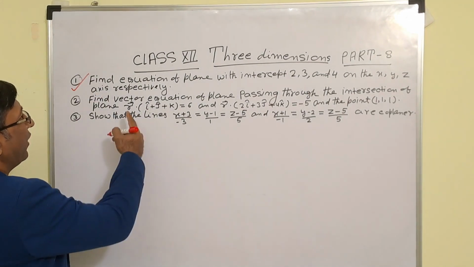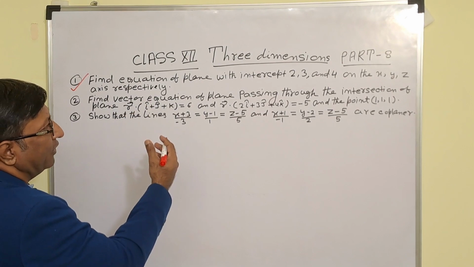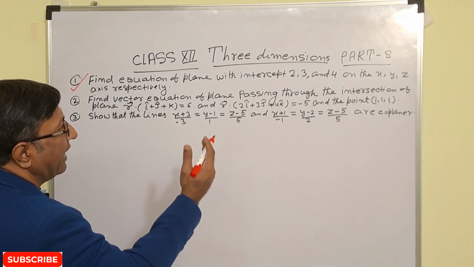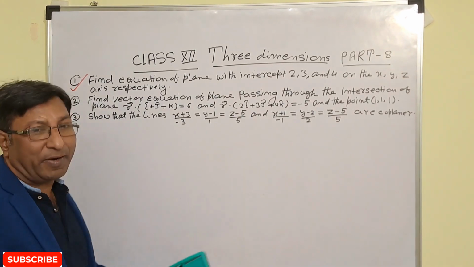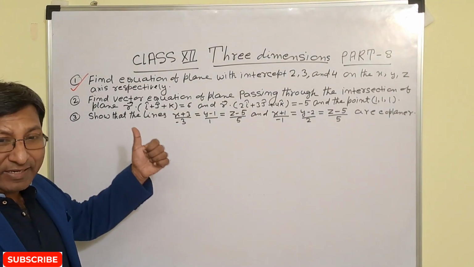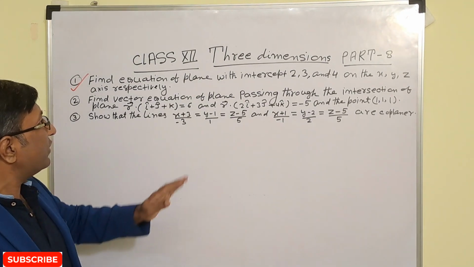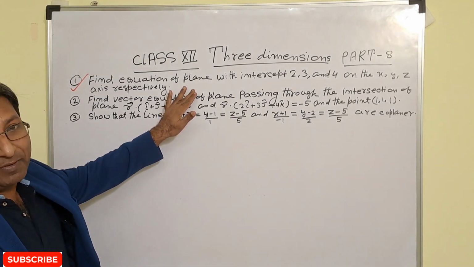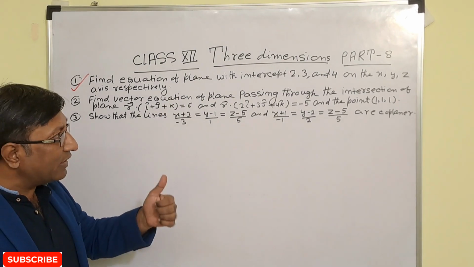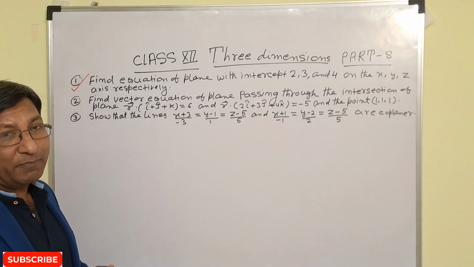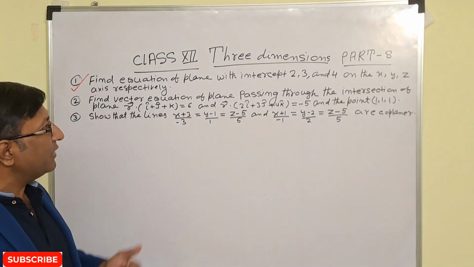First question is: find equation of plane with intercepts 2, 3 and 4 on the XYZ axis respectively. So this is a very easy, basic and important question. We have to find the equation of plane when intercepts on x-axis, y-axis and z-axis are given. For this type of question, what is the main important point?